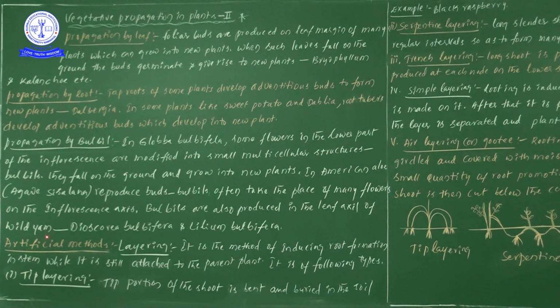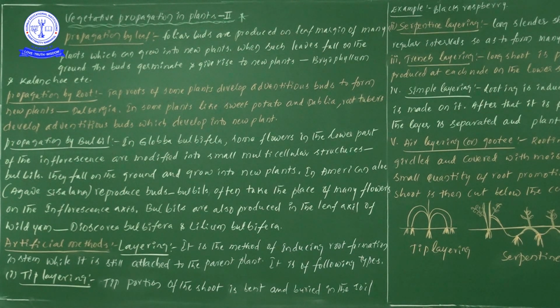So here, wild yam, likewise they have given one name. The wild yam scientific name is Dioscorea bulbifera. In Dioscorea bulbifera, bulbils are there at the leaf axillary region. Leaf is there means in the leaf axillary position, an axillary bud will be there. That axillary bud only we will be considering as a bulbil, which helps in vegetative propagation.